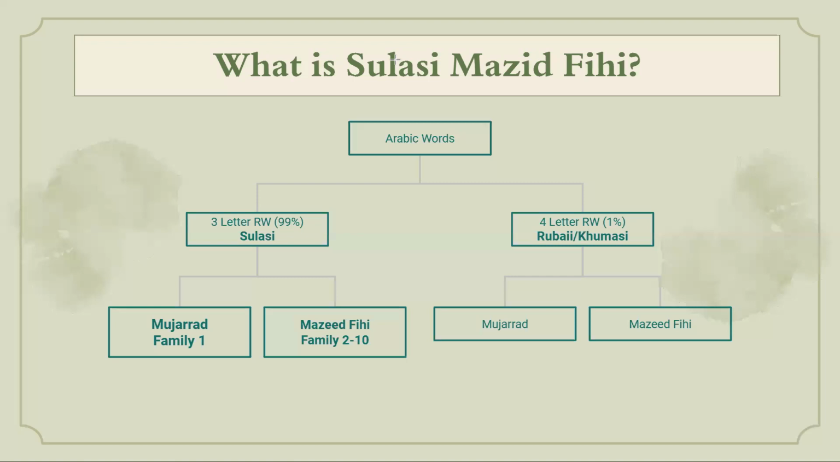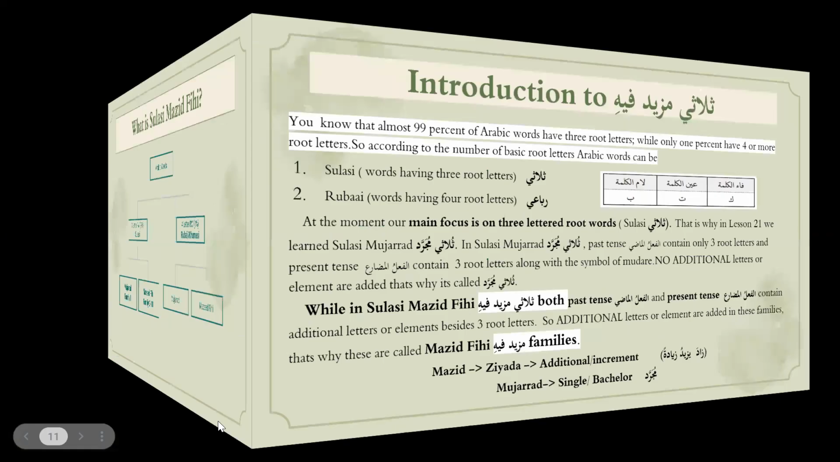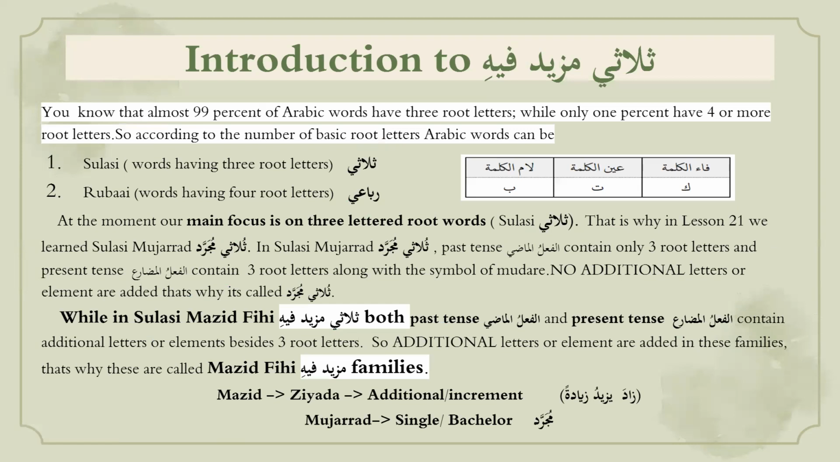Now moving on to the next slide. That's the same thing that we learned on the previous page. 99% of Arabic words are Sulasi, 3-letter root words. The first letter is called Fa kalma, the second is called Ain kalma, and the third is called Lam kalma. So in the word kataba, Kaf is the Fa kalma, Ta is the Ain kalma, and Ba is the Lam kalma. And Rubai are those words having 4 root letters.